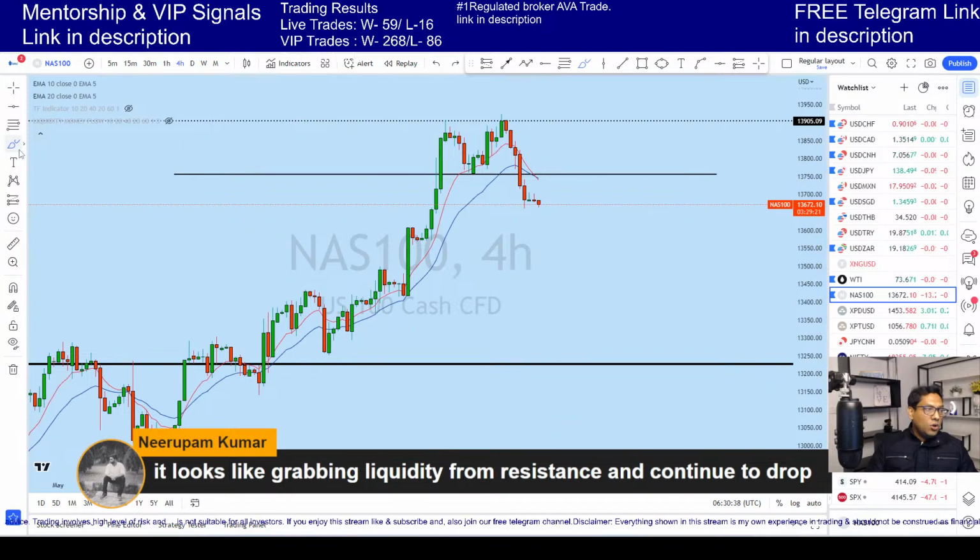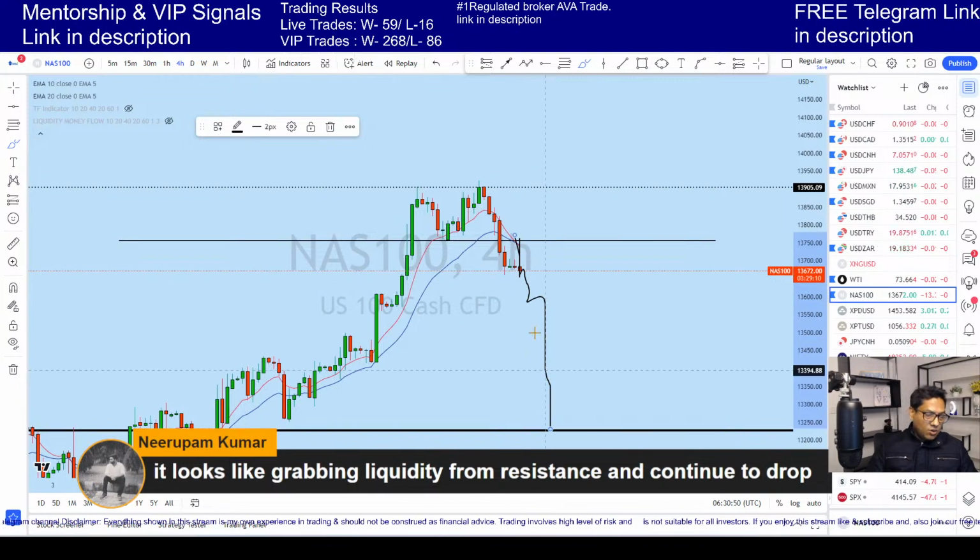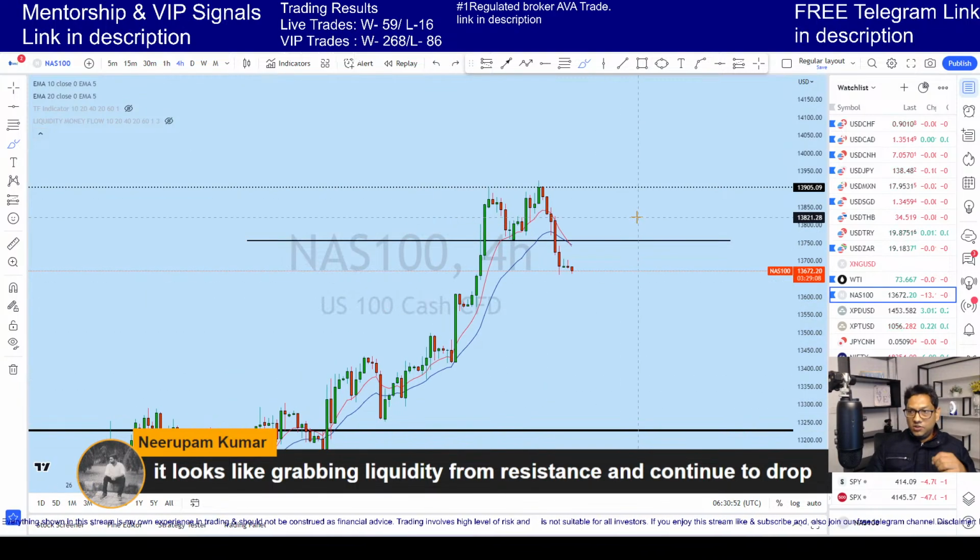So for me, as soon as I find a retest of this level, at least a liquidity grab, a strong long weak candle, it could happen during the news, I'll be selling NASDAQ. Looks to me that it's starting a reversal pattern.